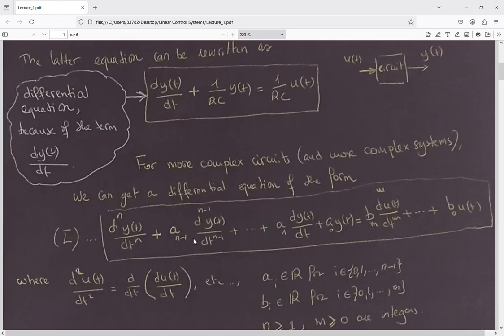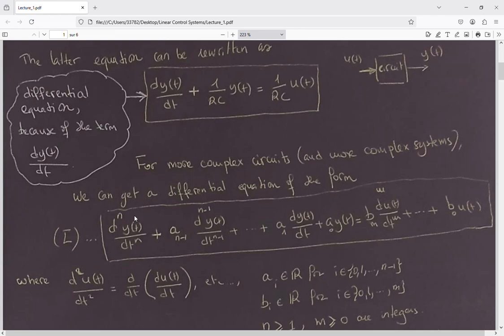So we have here on the left hand side, Y of t is the output of my system, and I have the outputs with its time derivatives up to the order n, and on the right hand side I have the input and its time derivatives up to the order m. So you see that here it becomes quite complicated. So as the system gets more complex, the order of the system, so the m and n here becomes larger, so it becomes harder to analyze.